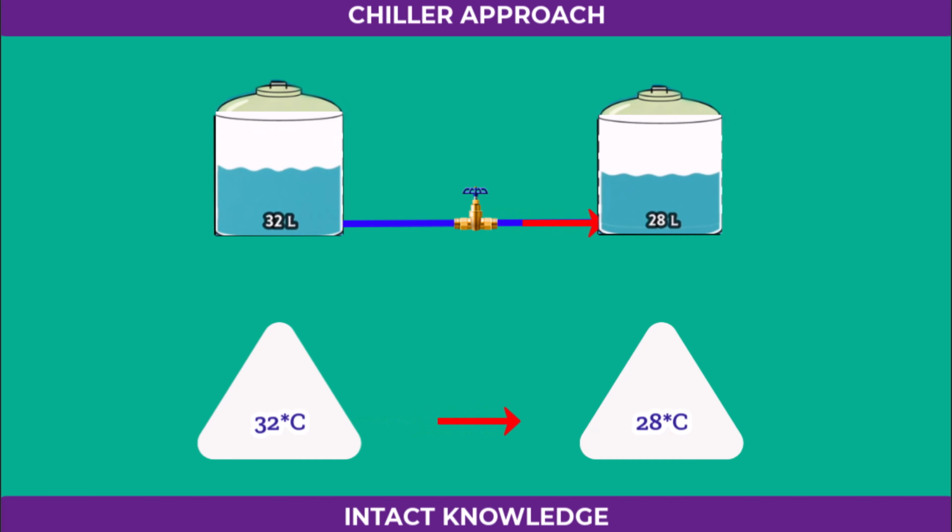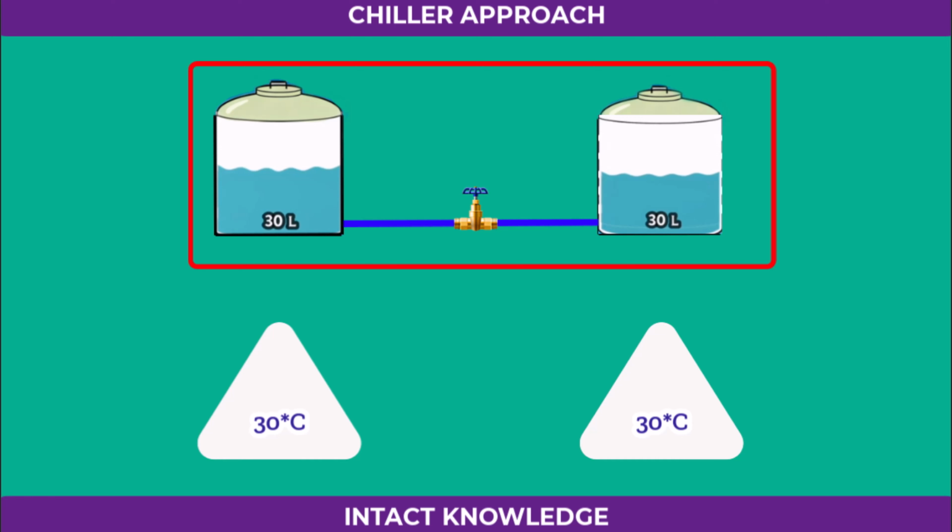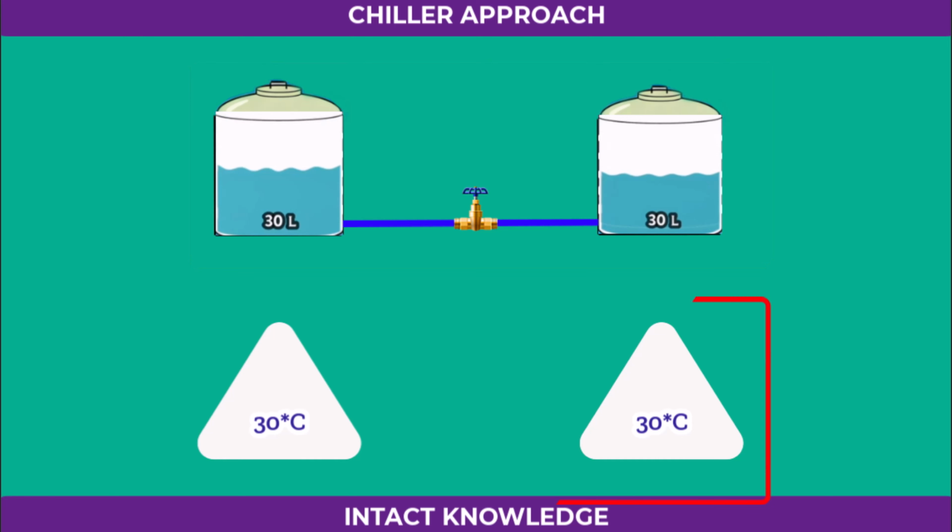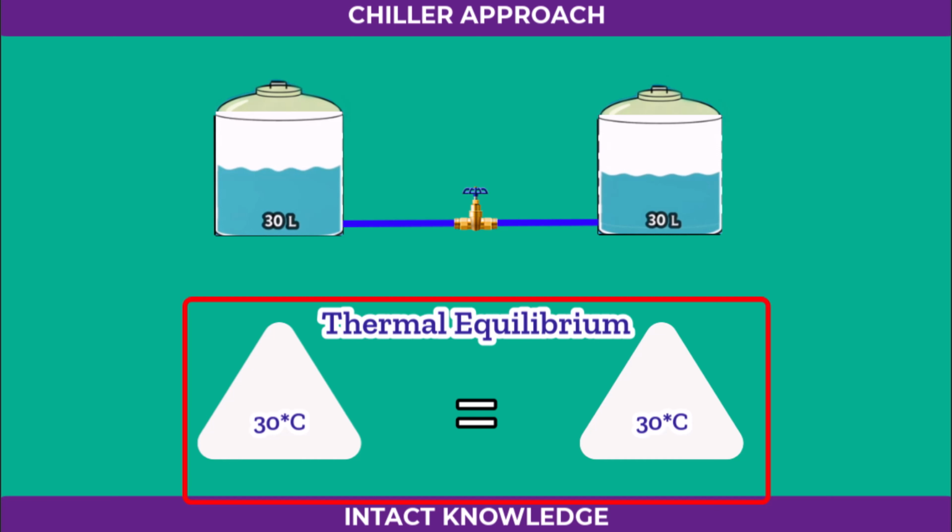Water will continue to flow between the two tanks until the water levels are the same. Once both tanks have an equal level, the flow stops completely. Likewise, heat transfer between two objects continues until their temperatures become equal. Once both reach the same temperature, there's no further heat movement. This balanced state is known as thermal equilibrium. These are the basic ideas behind heat transfer.